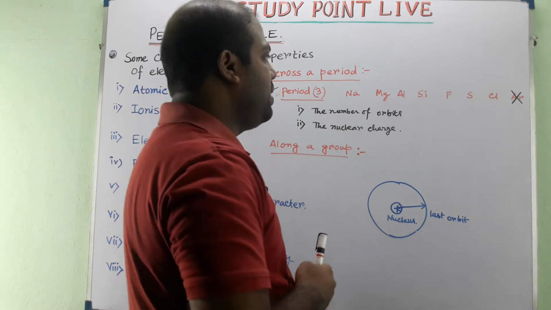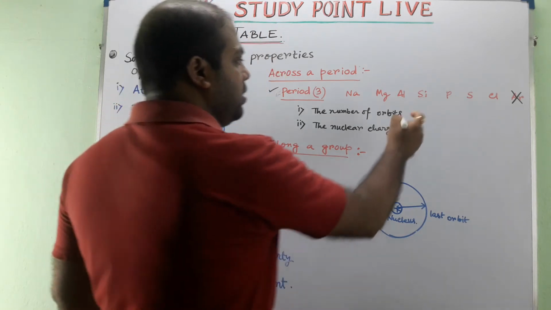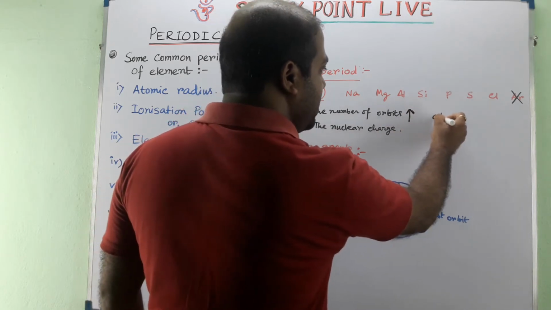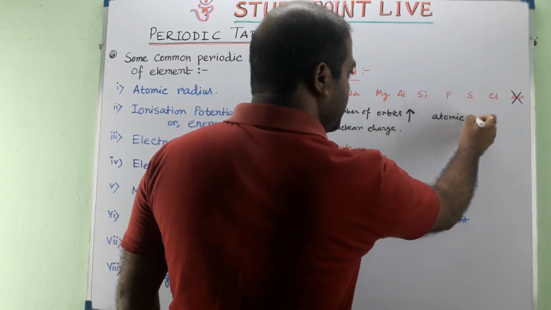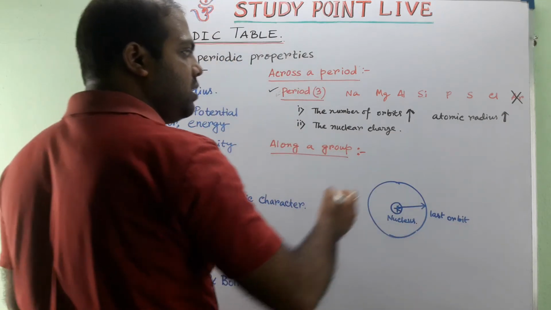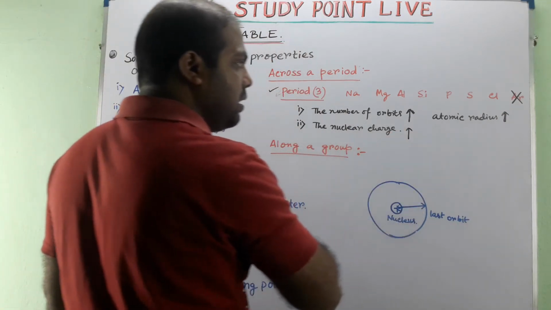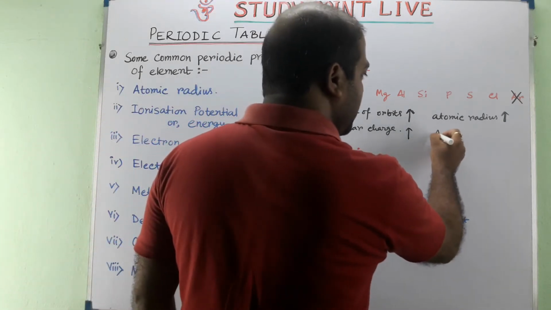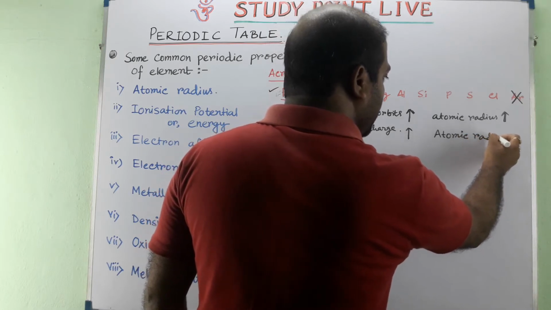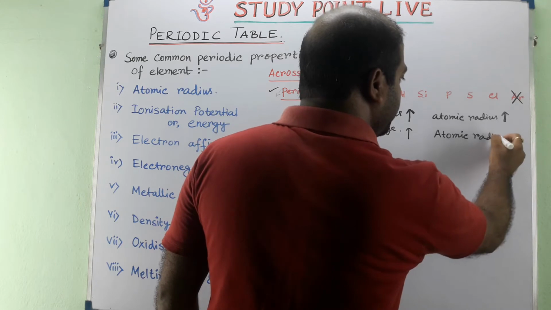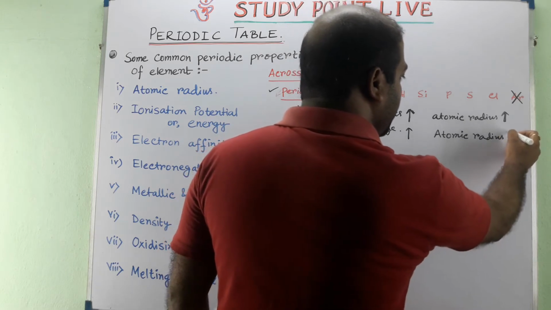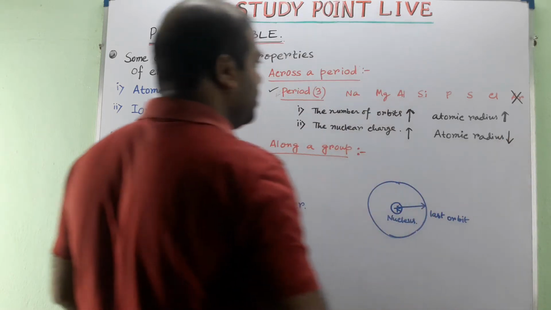If the number of orbits increases, then the atomic radius will also increase. If the nuclear charge increases, then the atomic radius will decrease, since the attraction force among the protons and electrons increases. That's why atomic radius decreases.